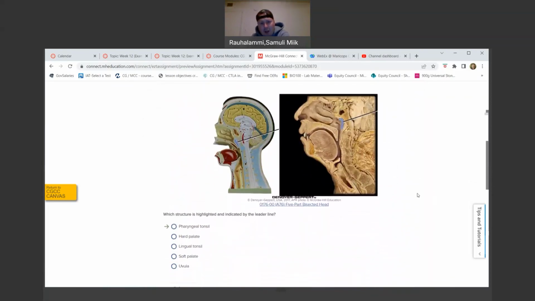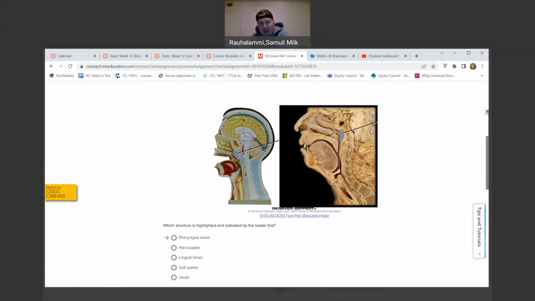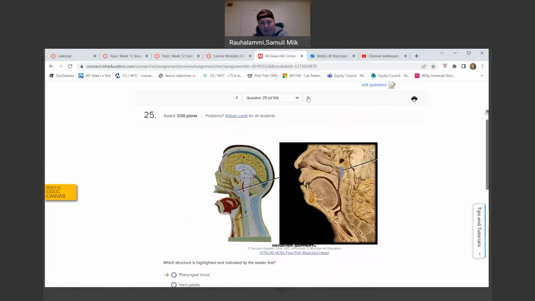Here on this picture, we're seeing at the back of the nasal cavity our tonsil, the pharyngeal tonsil. You'll also see nicely on this picture the opening of the auditory tube, the connection to the middle ear from the nasal cavity there as well.